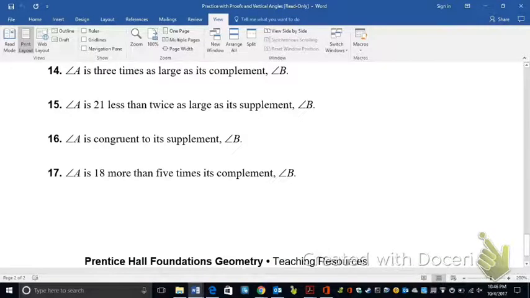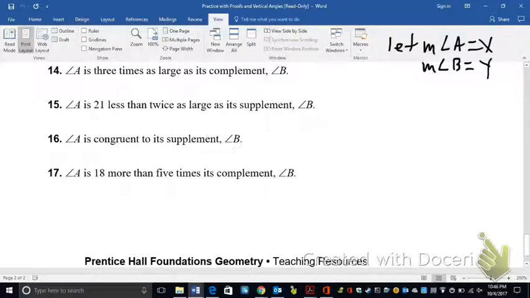Now, what I suggest you do to make your life easier is this: 14 through 17 all have the measure of angle A and the measure of angle B being different. They're either congruent, they could be complementary, they could be supplementary, but you're given two things. What you're really being asked to do here is set up a system of equations and then solve for x and y. Except instead of calling them x and y, we're calling them the measure of angle A and the measure of angle B.